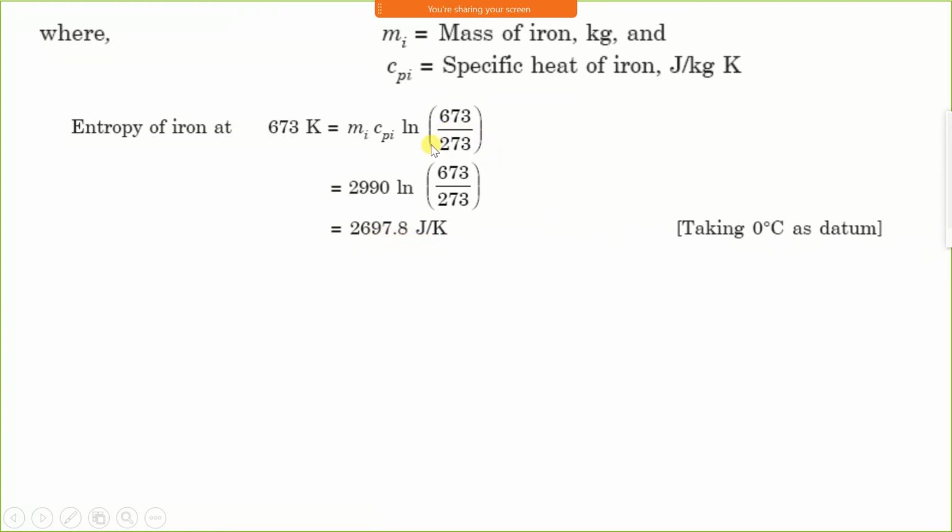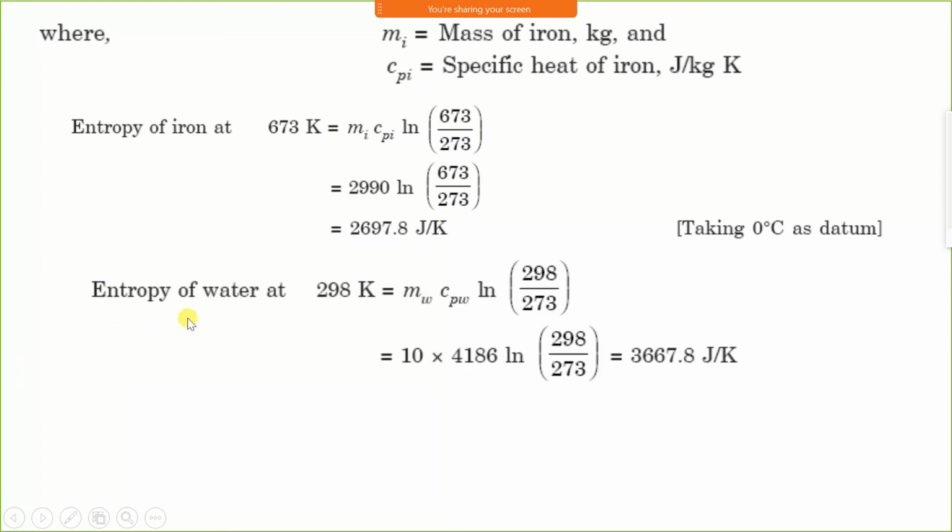Sorry, this 273 is a datum temperature, and this is the temperature of iron. The temperature of iron is 400 degrees Celsius, that is 673 Kelvin, and the datum temperature is considered as 0 degrees Celsius, and 0 degrees Celsius is 273 Kelvin.